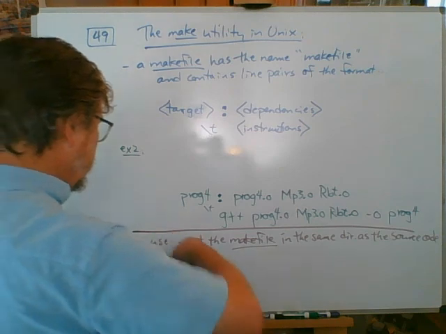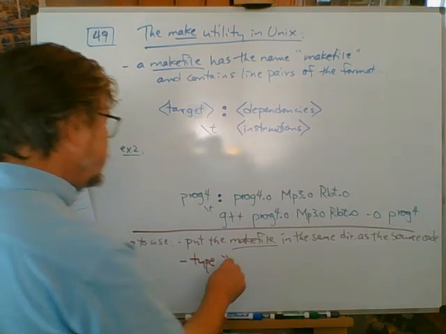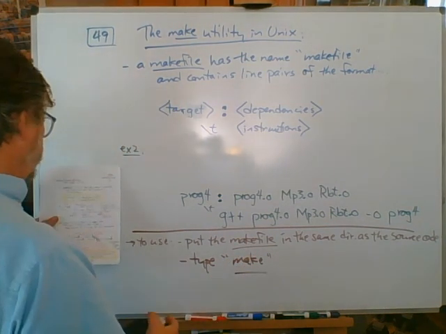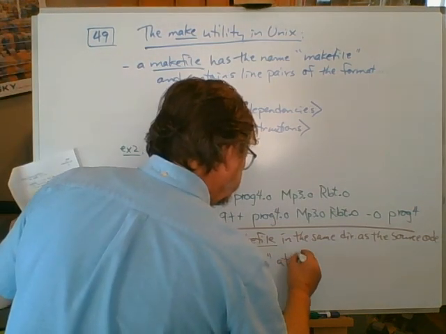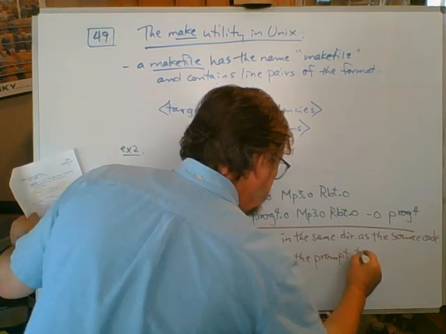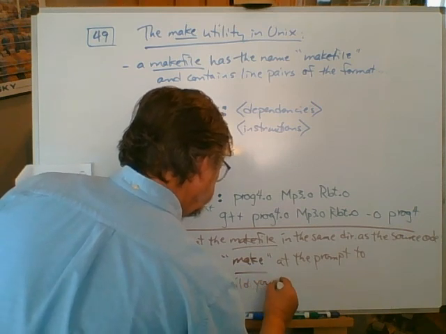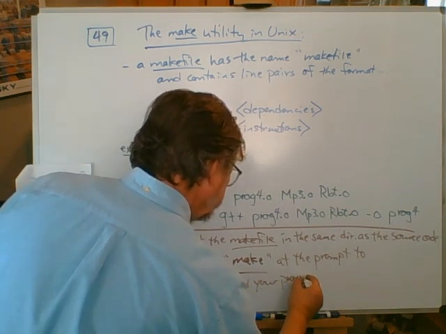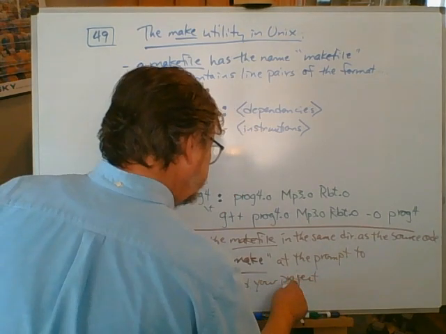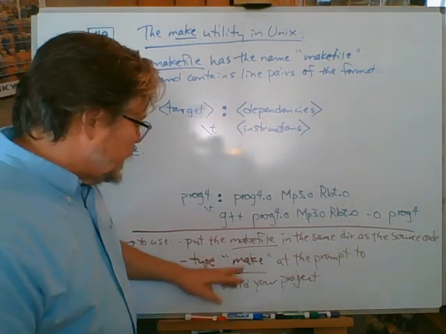Then, after you've done that, all you've got to do at the command line is type, without the quotes, but I'll put it in quotes, "make" at the prompt, to build your project. Now, oddly, build might not be face value.